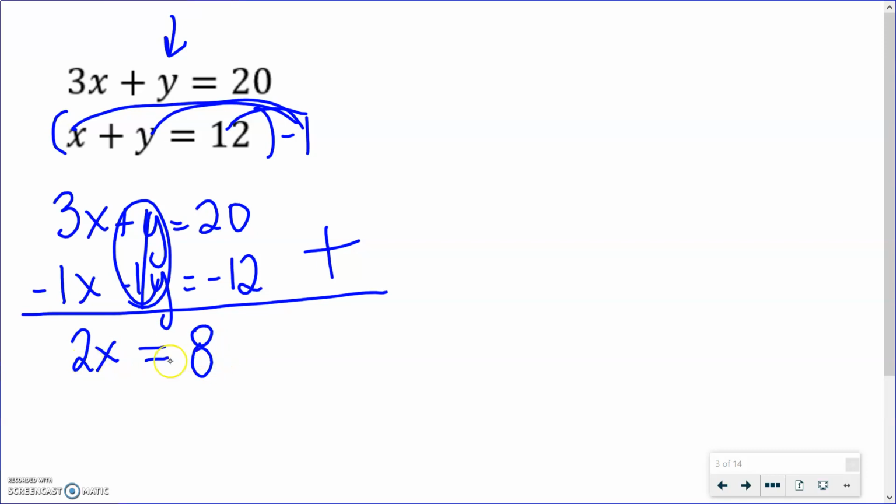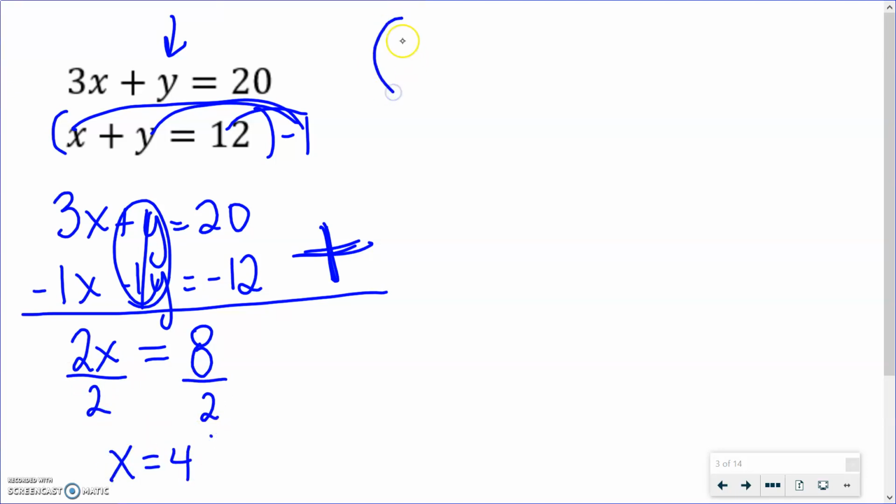If at this point you have two variables still, then something has gone wrong. Once you do this addition, you should only have one variable. If you have x's, then you shouldn't have any y's. So you need to make sure you're eliminating something. So now I can divide by 2 and get x is equal to 4.